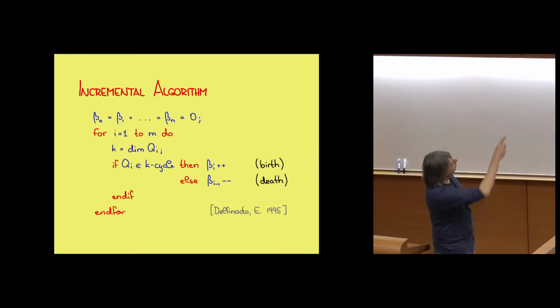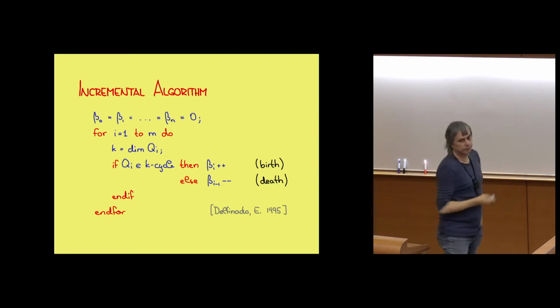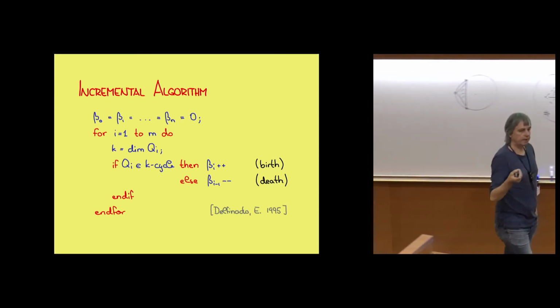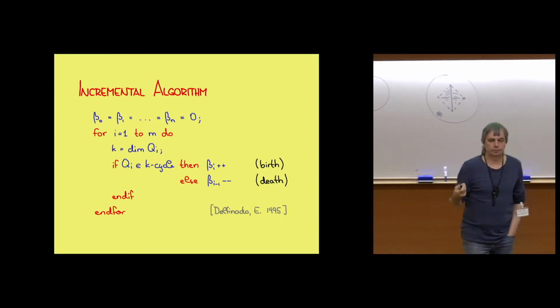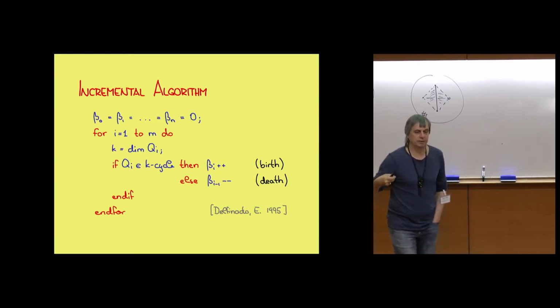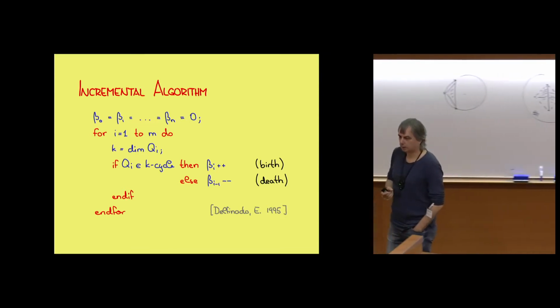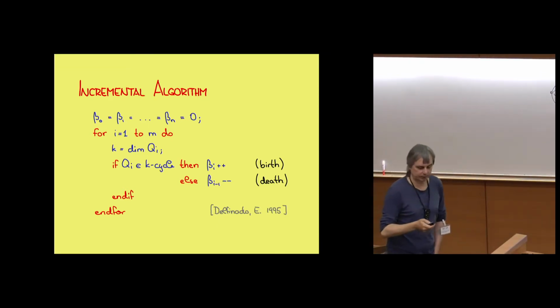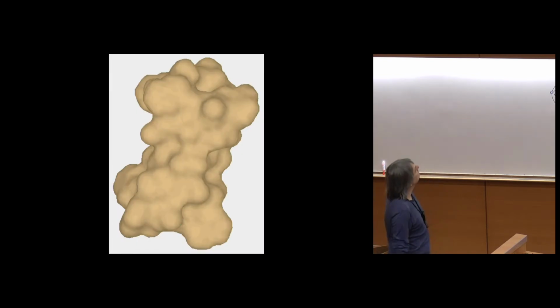Also, I wanted to point out that somehow it's very suspicious that whenever I add a simplex, either a Betti number goes up or one goes down. I call the first birth and the other one death. It begs you to pair them up into birth-death pairs, and that's what persistence does.